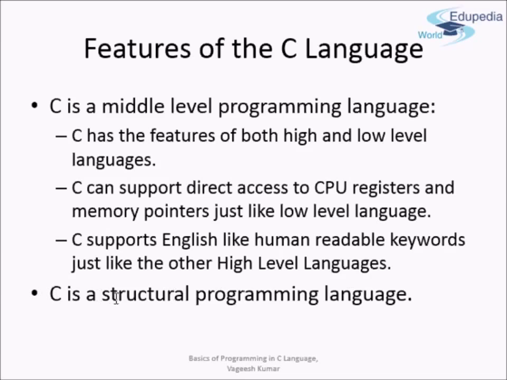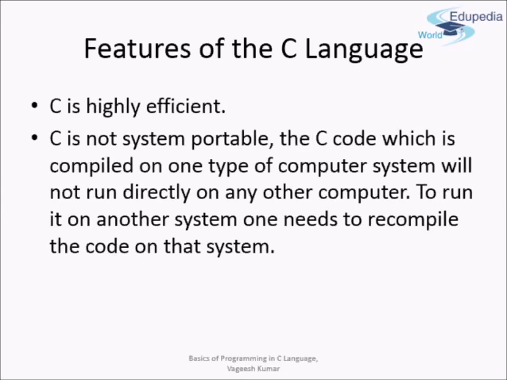And C is also a structural programming language. So what does that mean? We will explore it throughout our course content. Okay, so C is also a highly efficient programming language. Because C has straight away evolved from the assembly language, it is very efficient.